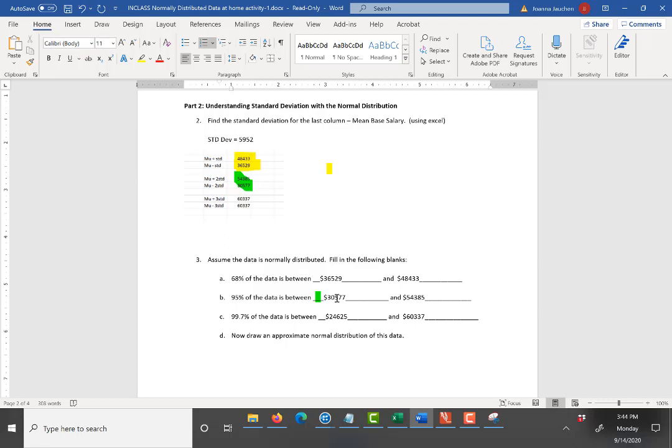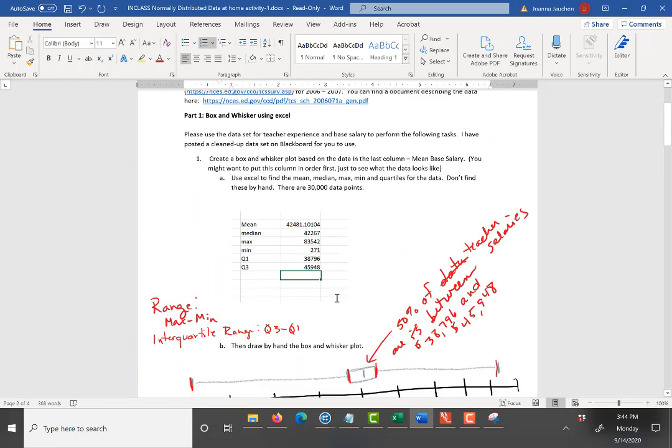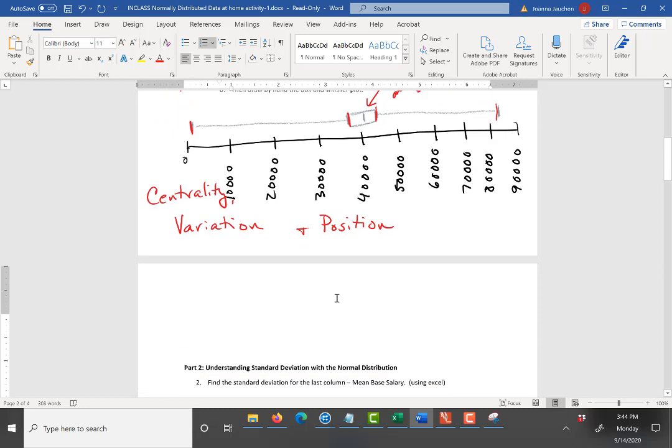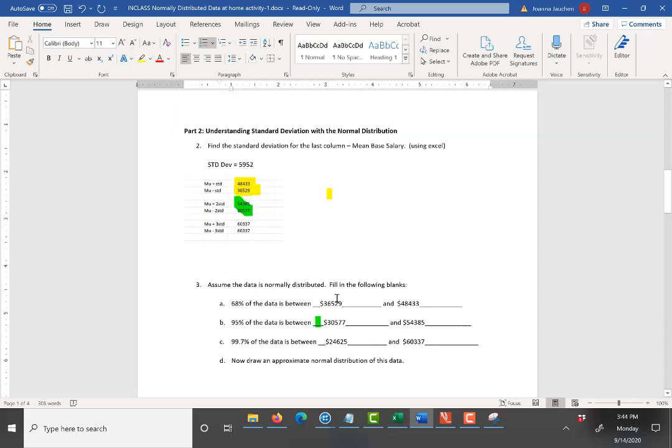Right? So this is what the standard deviation means. When I say the standard deviation is about $6,000, it gives you a sense, and you also know that the mean here is about 42,500, right? So 42,500 with a standard deviation of 6,000 gives you a sense of kind of where everybody is in this data.